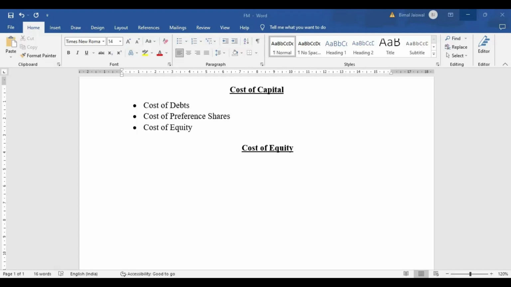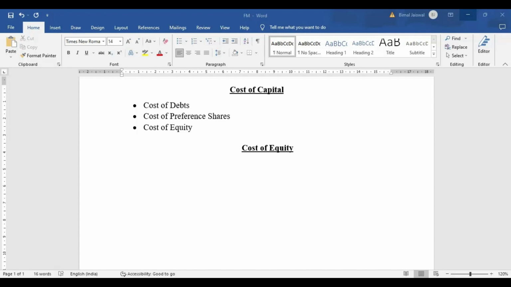Equity shareholders do not carry any fixed rate of dividend, and there is no coupon rate also. That means the calculation of cost of equity will be tedious. It will be difficult to calculate the cost of equity, because preference shareholders had a fixed dividend and debts had a fixed rate of interest, that is the coupon rate. Such fixed dividend and fixed amount of interest is not given to the equity shareholders.